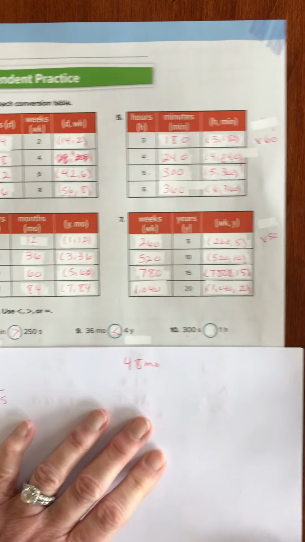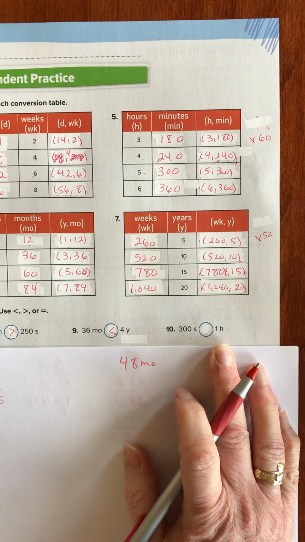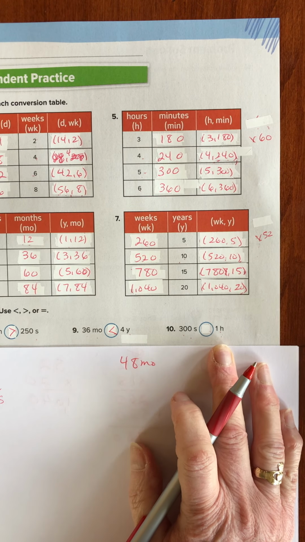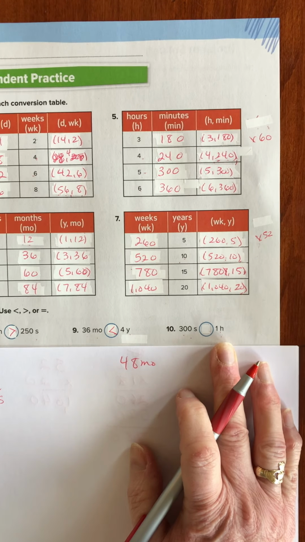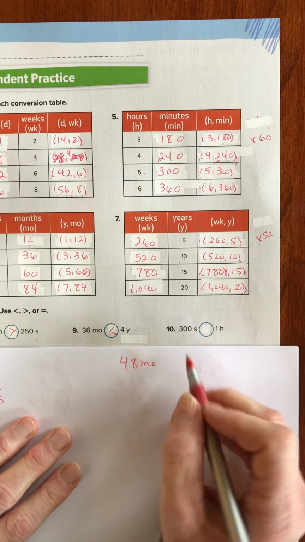This one is super tricky. Okay, look at what they're doing. They're going from seconds to hours. All right, so what you need to do first is convert it to minutes. And then you have to convert it to seconds. Okay, so 300 seconds.